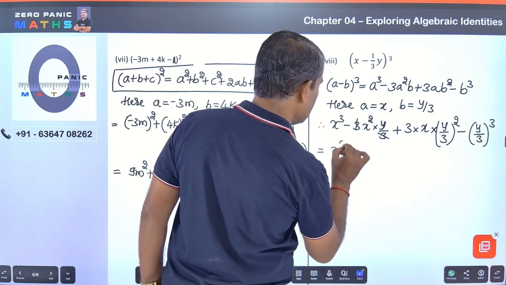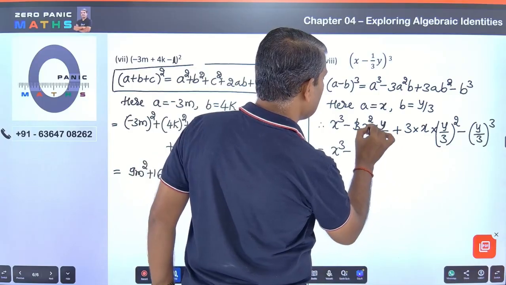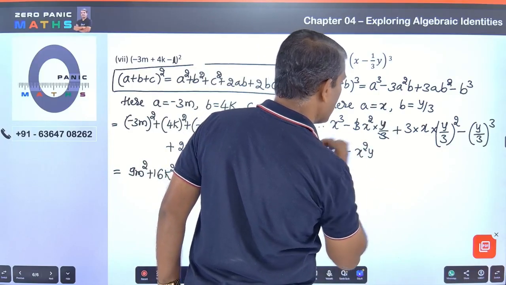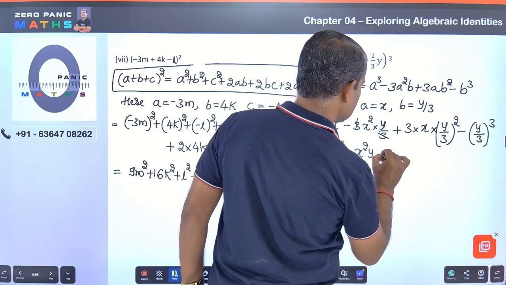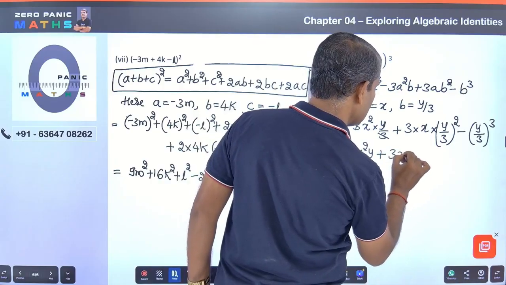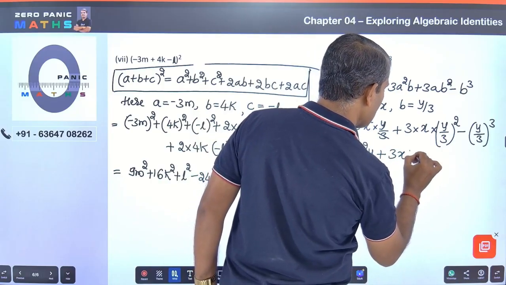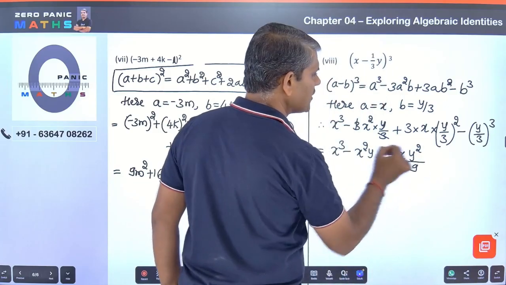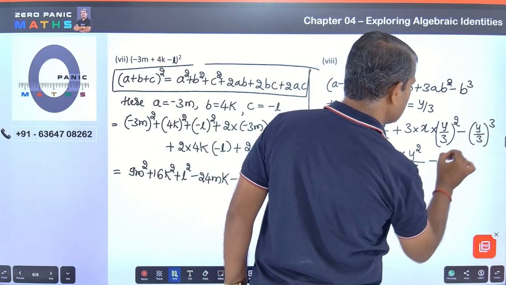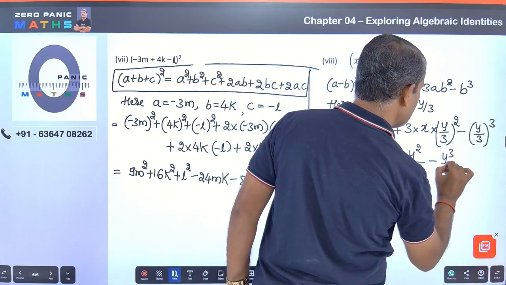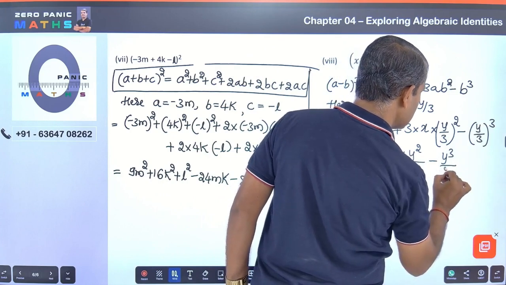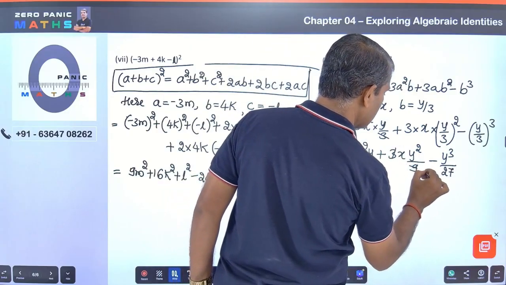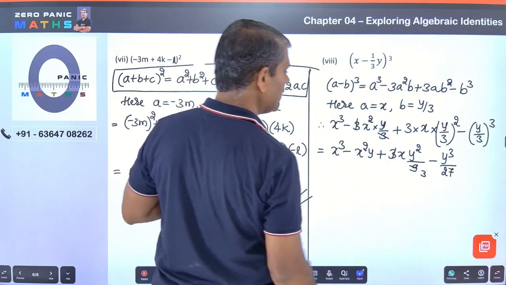So it is x cube minus x square y. What remains here is x square y, plus 3x multiplied by y square divided by 9. Now I can cancel it. And it is y cube divided by 3 cube, which is 27. So 3 ones are and 3 threes are will get cancelled.